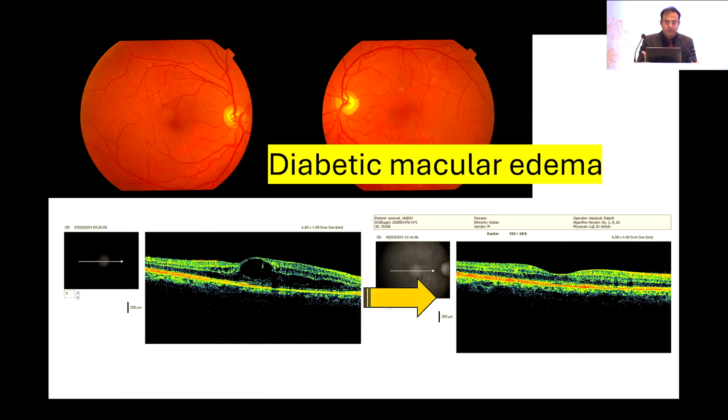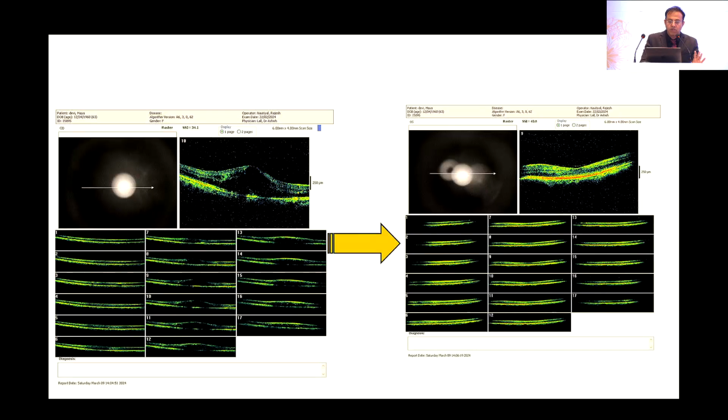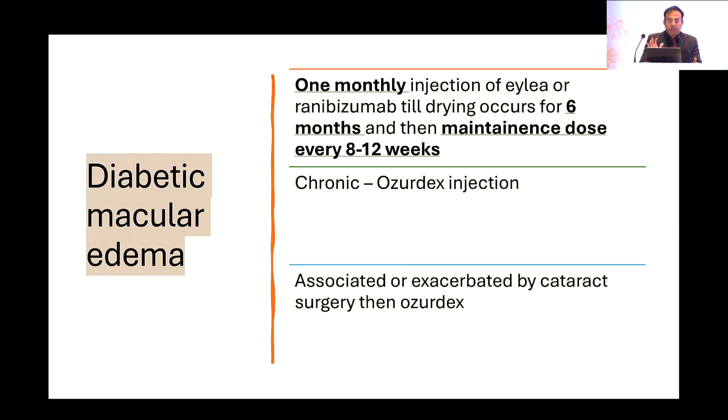Then comes diabetic macular edema. Dr. Tinku has very nicely explained to you the nitty-gritties about diabetic macular edema. In short, if you have diabetic macular edema, you can give all these injections. Normally, what is recommended is 1 monthly injection of ILIA or ranibizumab till drying occurs, for a maximum of 6 months, and then a maintenance dose every 8 to 12 weeks.